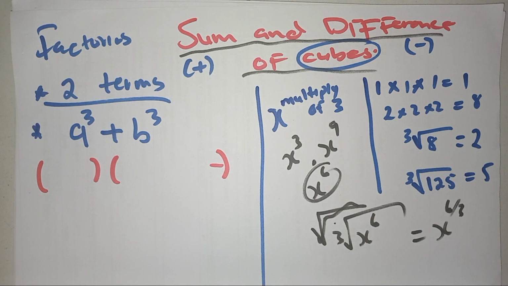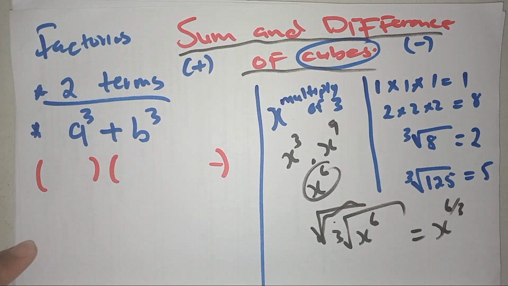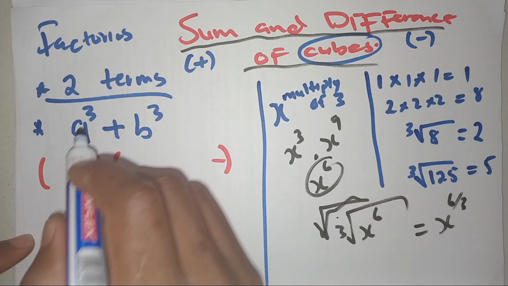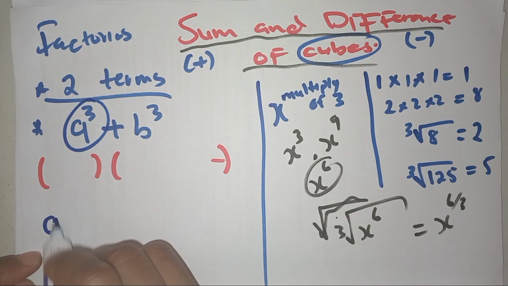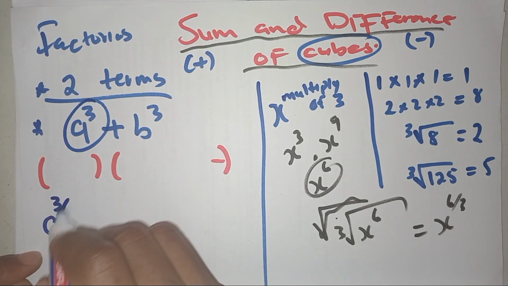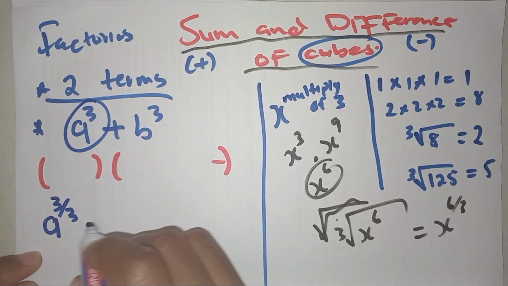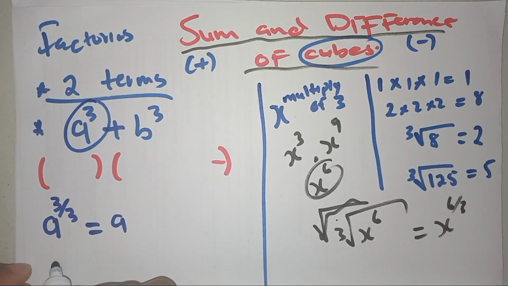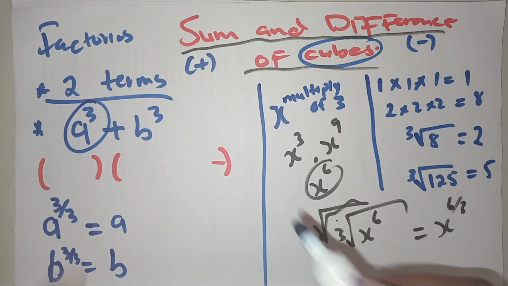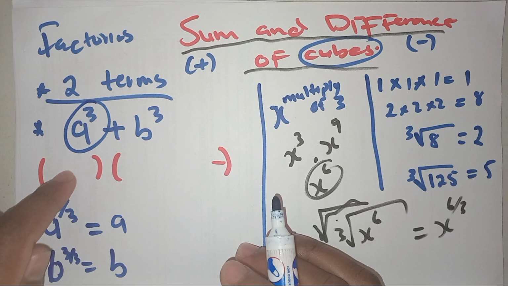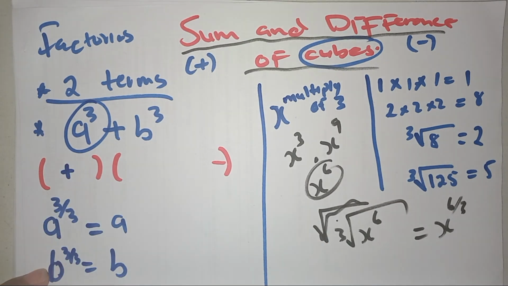So let's get to it. What is involved here? Let's just consider this expression. We are first going to find the cube root of a exponent 3. Remember I said you are going to divide by 3, and then you get a. You find the cube root of b exponent 3, you divide by 3, which is going to be b, right? So what do we put here? First, you take the sign and you write plus.